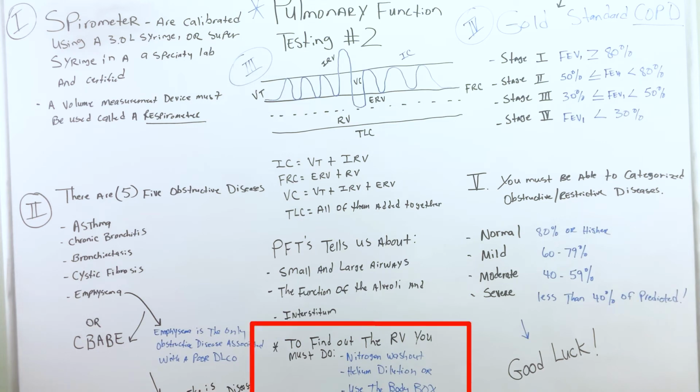Now, back to what I said earlier. Remember this for the exam, that in order to find the residual volume, which never leaves our lung, you cannot get rid of the residual volume out of your lung, okay? But the only way to measure residual volume, you must do a nitrogen washout, helium dilution, or you must use the body plethysmograph. You must use it in order to find the residual volume. They will ask you to find the residual volume or what test you need on the TMC exam.